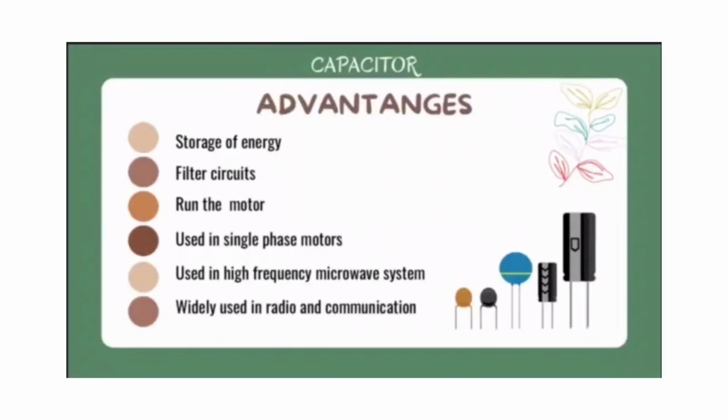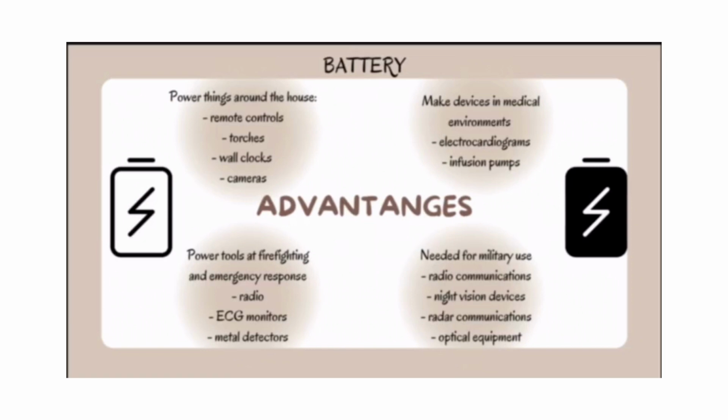For the application aspect, a capacitor is used for storage of energy. It is also used in filter circuits to minimize the ripple voltage. Next, capacitors are used to run motors, used in single-phase motors, used in high-frequency microwave systems, and widely used in radio and communication. While a battery is applied to power things around the house such as remote controls, torches, wall clocks, and cameras, which use rechargeable batteries.